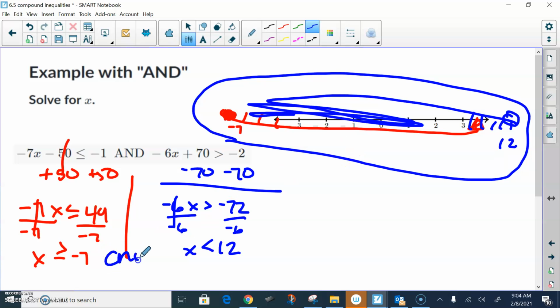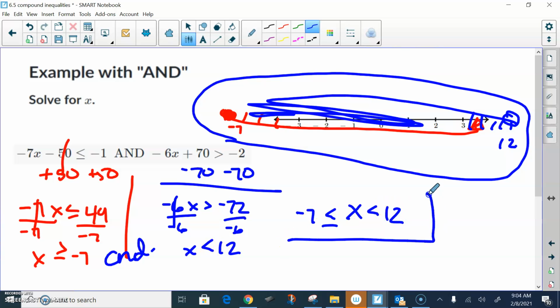Okay, this is an and situation. So I'm going to go ahead and combine them together. So I put my x in the middle. I put my less than symbols here. So it has to be greater than -7. In this case, it was a closed circle, so I'm going to put a bar there. And it has to be less than 12. And there's no bar, so I'm going to leave that as an open circle there. And this is our solution. As long as x is greater than or equal to -7 and less than 12, that's in our solution.